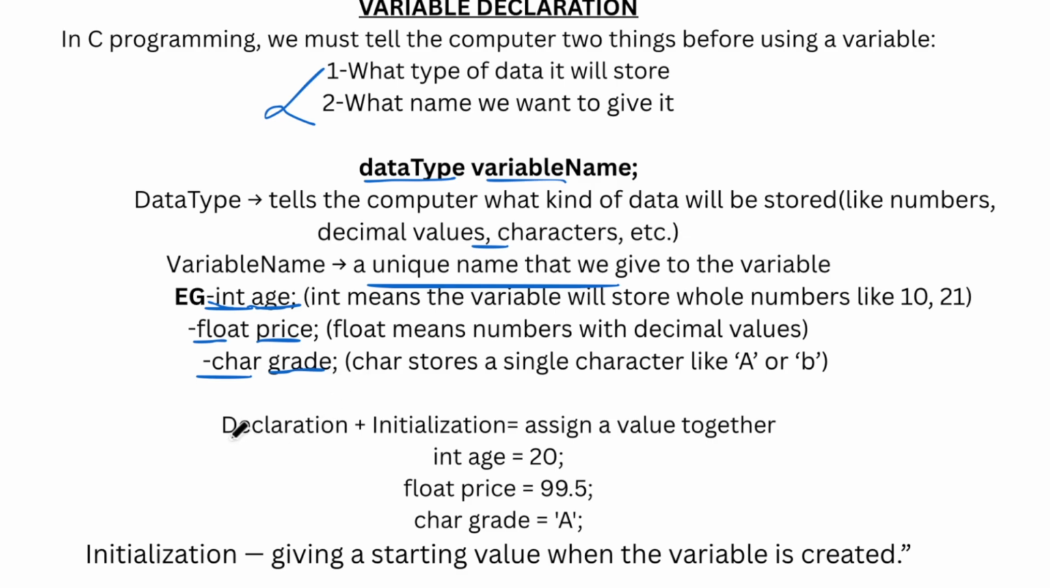Now declaration and initialization. Initialization means giving a starting value when the variable is created, meaning assigning a value. While programming, we can give specific values to our variables. Here I am giving the value 20 to int age, 99.5 to float price, and a to char grade.